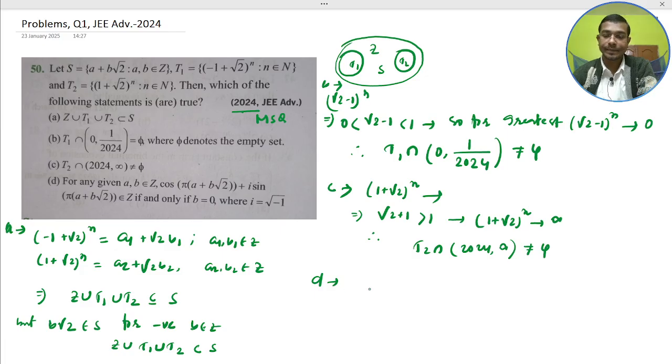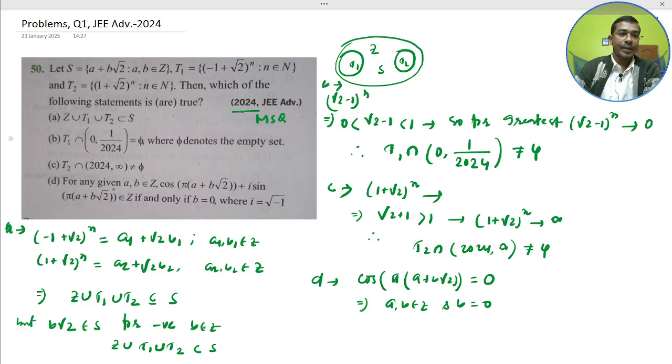Now check option D. Option D is what? The cosine of π(a + b√2) is equal to 0, which implies that a, b belong to integers and b equals 0. So the first option is correct, A. We have manipulated here. The second one is not correct because this is not empty. And the third one, T2 intersection (2024, infinity), does not equal phi. This is also correct, C.